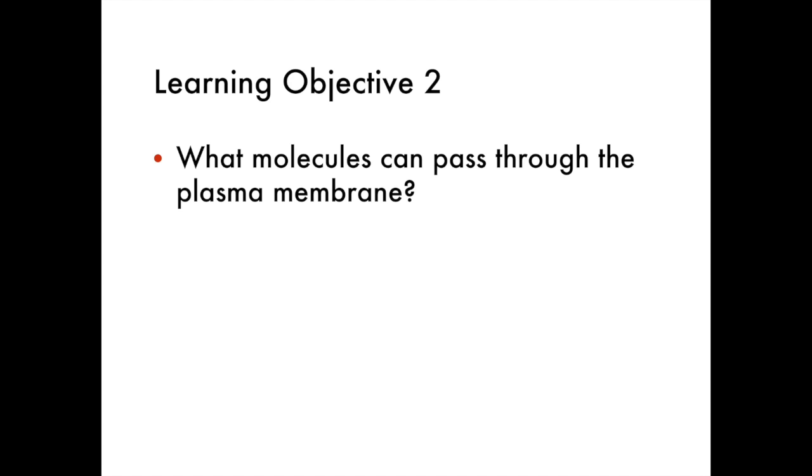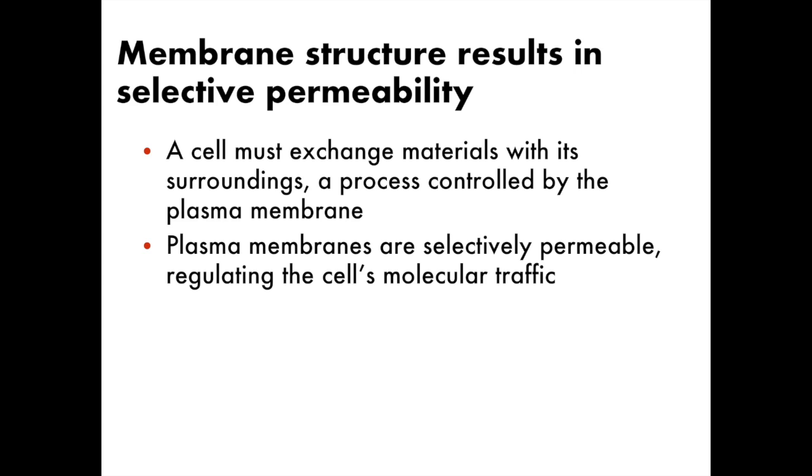Okay, so how do molecules get through the plasma membrane? Remember that structure means that it's going to be selectively permeable, meaning that some things can come in and out and others cannot. So the plasma membrane, being selectively permeable, is going to regulate traffic into and out of the cell.